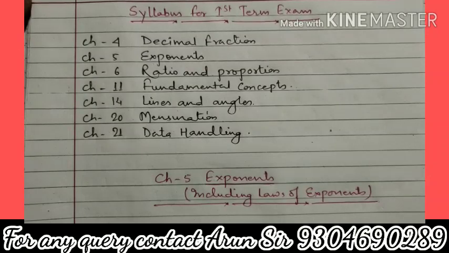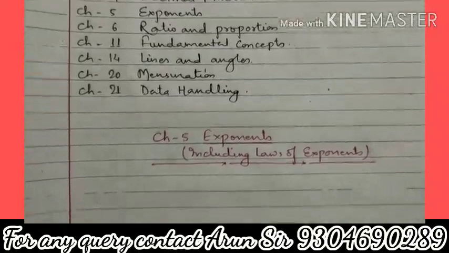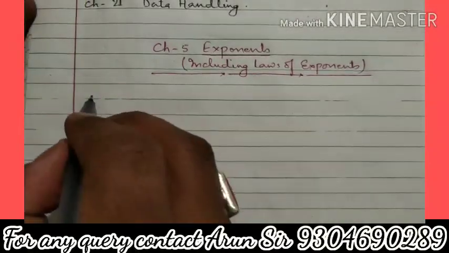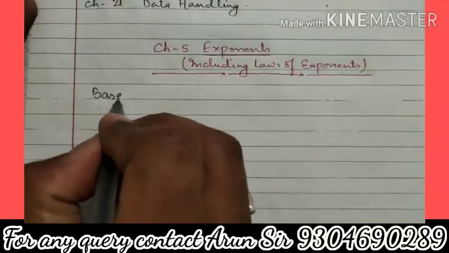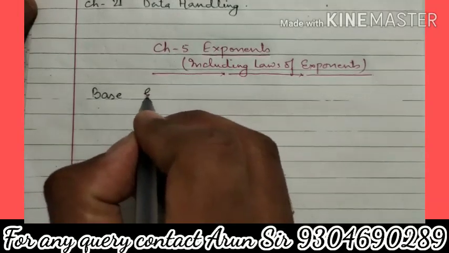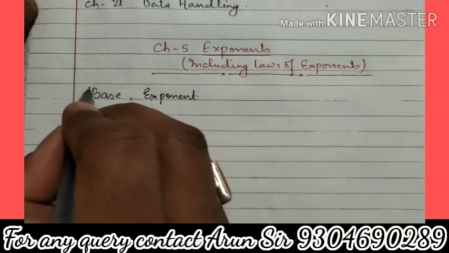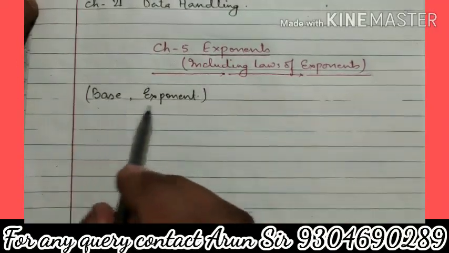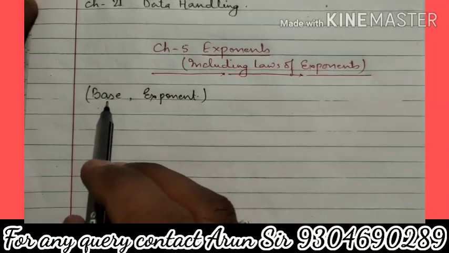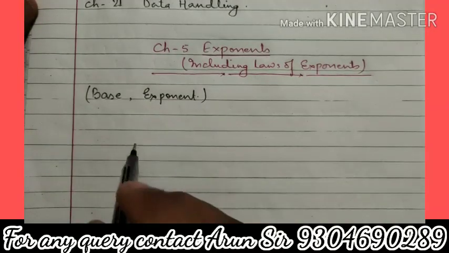Now in this video we are going to start our chapter 5. Chapter 4 we will do later on. We are going to start chapter 5, that is exponents, which includes some laws of exponents also. In this chapter, first we will learn about a few things. The first thing we will learn about is base, and second we will learn about exponent. These are the two terms. For solving our first exercise, we will first learn these two terms: what does base mean and what does exponent mean.